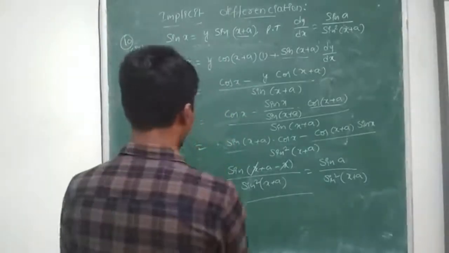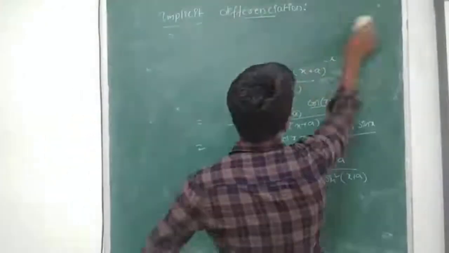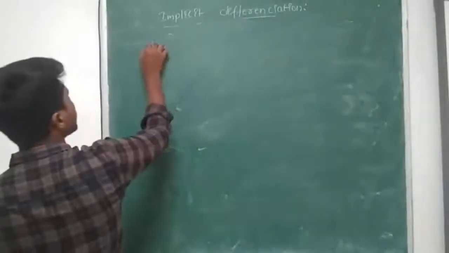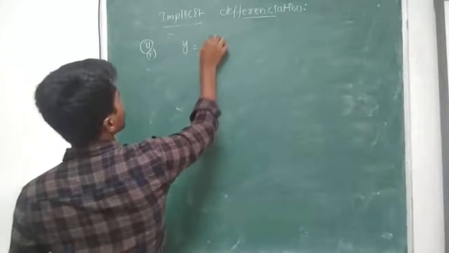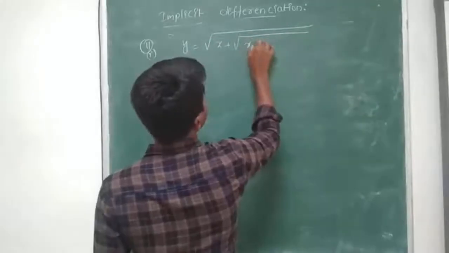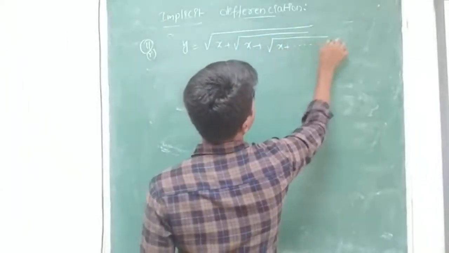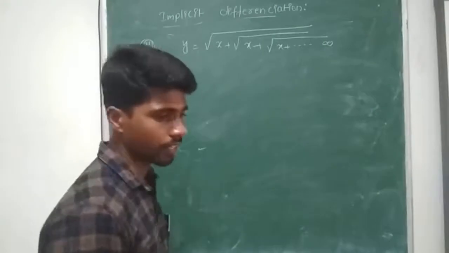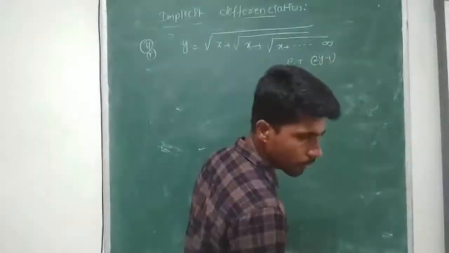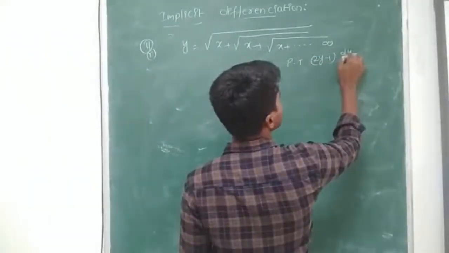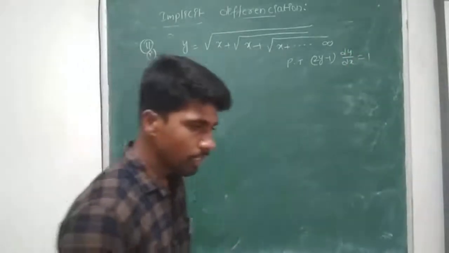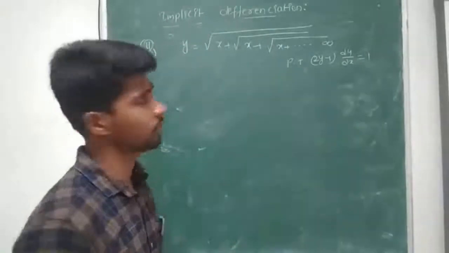Given y is equal to root of x plus root of x plus root of x plus and so on infinity. Prove that 2y minus 1 into dy by dx equal to 1. Okay. So I want to prove this for the particular thing.